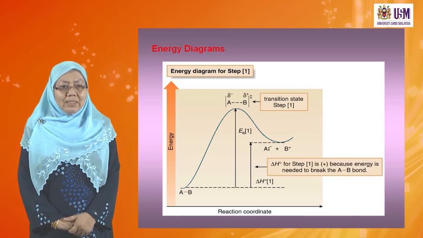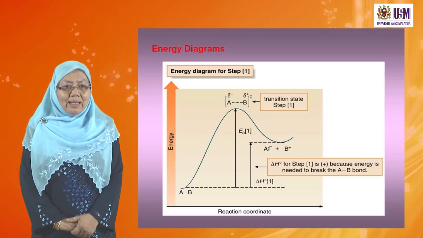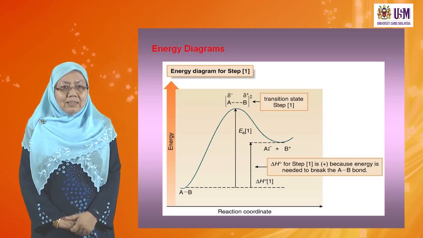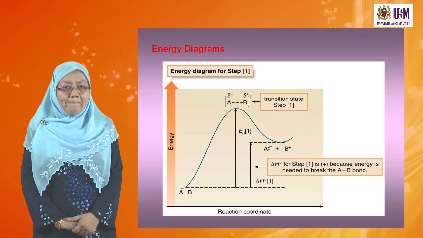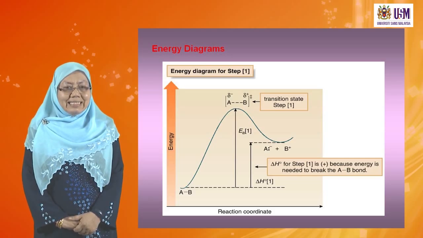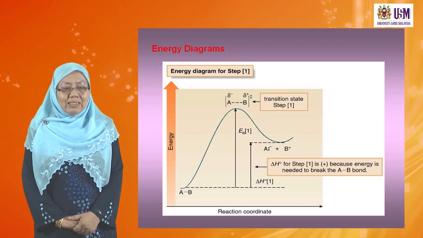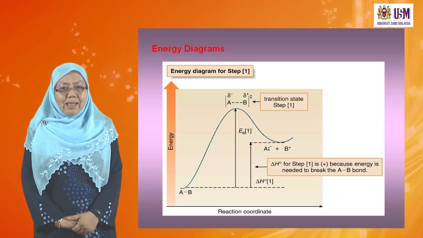In step 1, we need to break the bond between A and B. So energy is absorbed, the activation energy, and we will reach the peak of the curve where we have the transition state. In the transition state, we will see the bond between A and B being slightly broken, with a partial positive charge on B and a partial negative charge on A, and some energy is released, and there will be the formation of the intermediate. Since the intermediate is of higher energy than the reactants, delta H for step 1 is positive because energy is needed to break the AB bond.